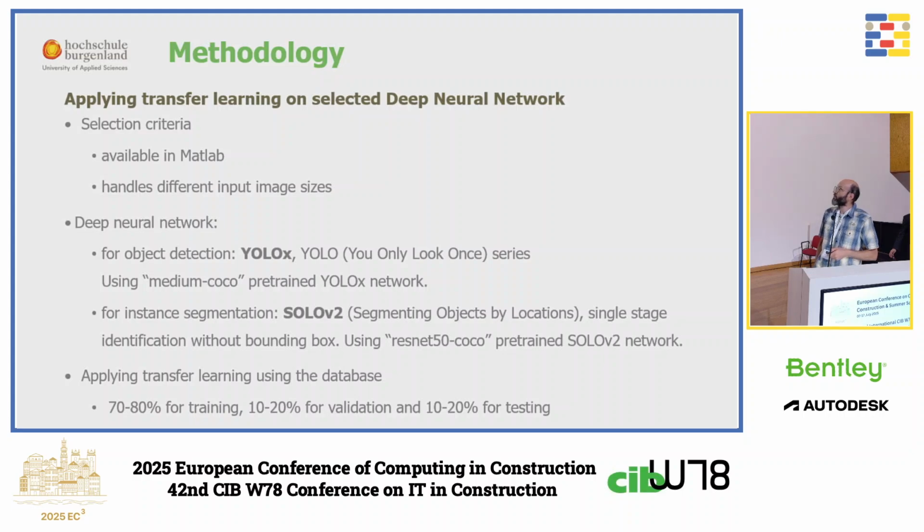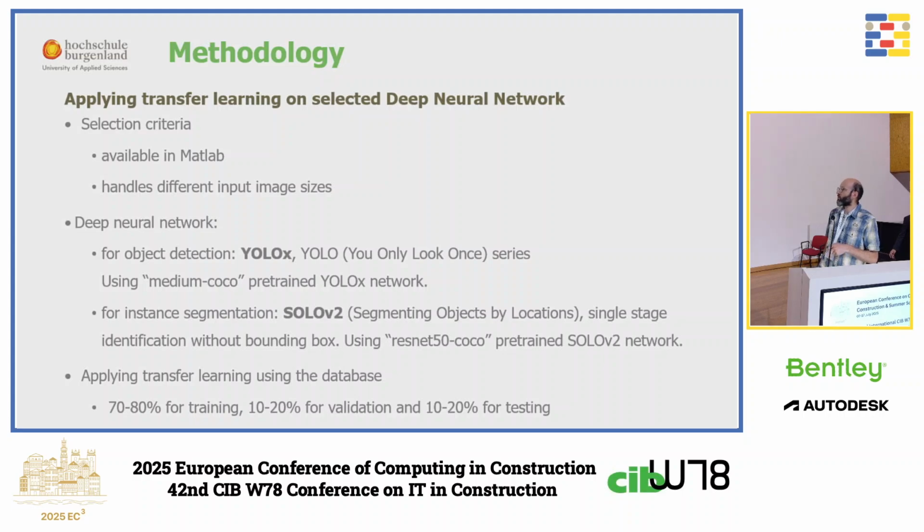How we selected the deep neural network for applying transfer learning: we chose an algorithm available in MATLAB that handles different input image sizes and is good for real-time applications. So for object detection, we selected YOLOX, part of the You Only Look Once series, as well as for instance segmentation, SOLOv2, standing for Segmenting Objects by Locations, which ensures a single-stage identification without bounding box.